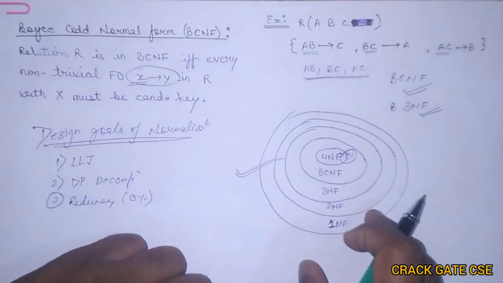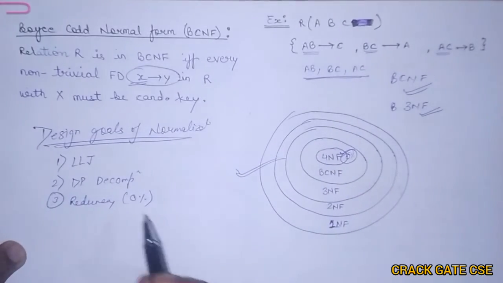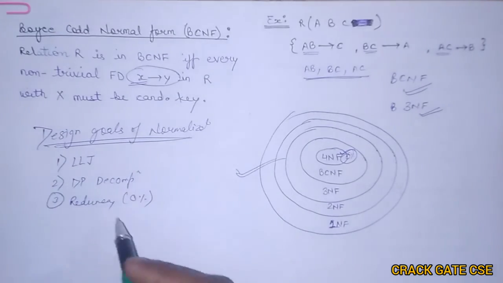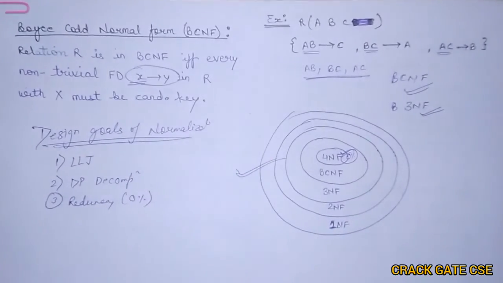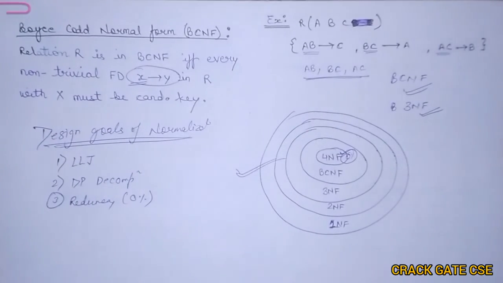So I will let you know all these things in the next video, where I will be discussing the design goals of normalization and a few small facts on the basis of which there can be GATE questions. So I will be discussing these design goals along with this particular table. I will be giving you a table of all these things, and we will also be discussing some important questions on finding out the normal form.